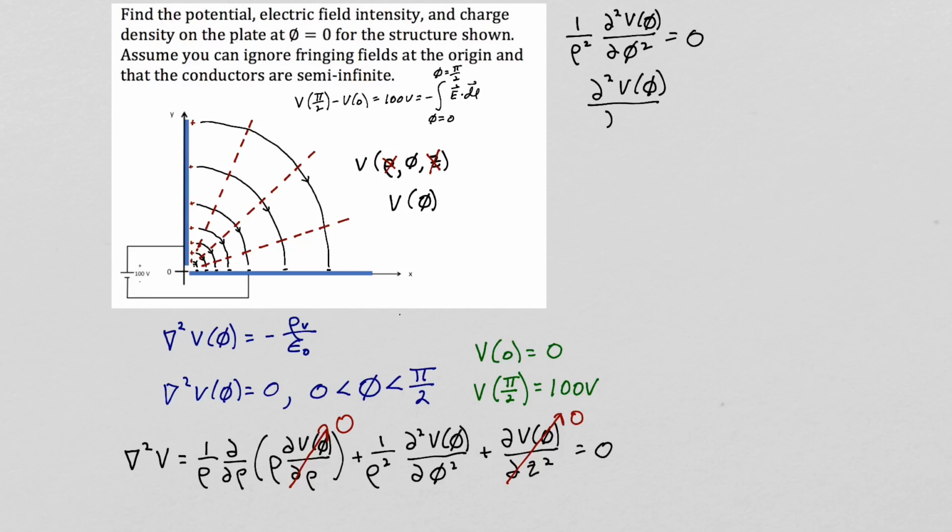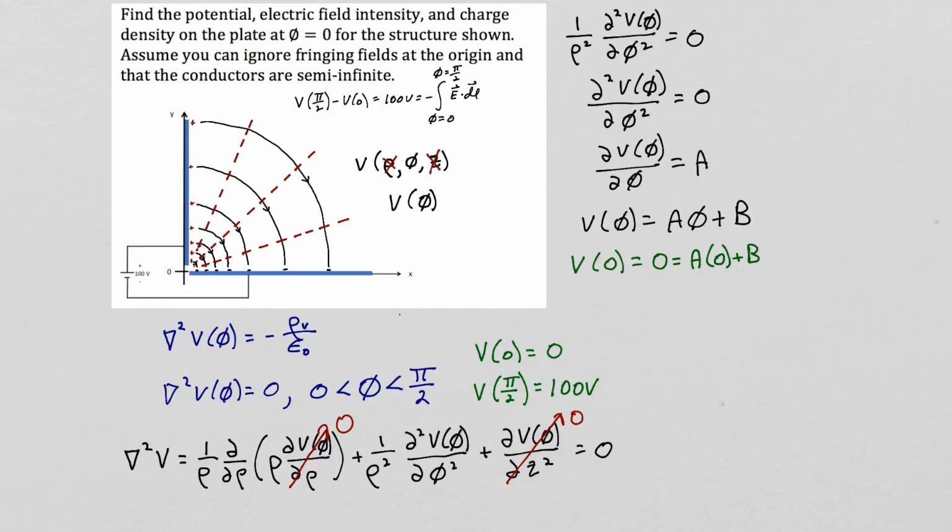Integrate once, we get the partial of V with respect to phi equals a constant a, and integrate again, we get V of phi equals a phi plus b, a second constant. We can find the constants a and b with our two boundary conditions. So when phi is 0, the voltage is 0, and we see that b must be 0. So now we'll put in our second boundary condition to find a. So we can solve for a, and we see that a is equal to 200 over pi volts.